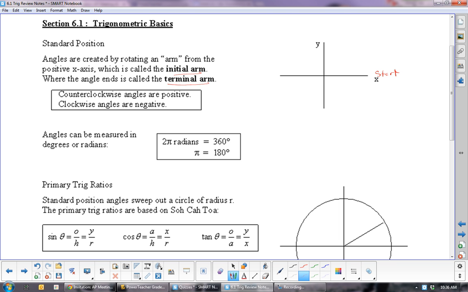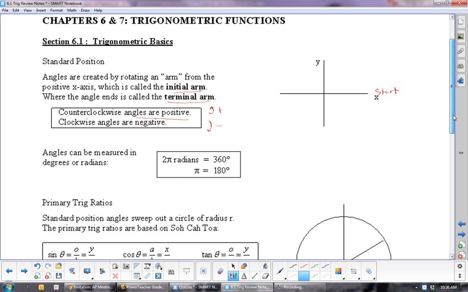Now, counterclockwise angles are positive. So this direction is positive, and clockwise are negative. Angles can be measured in degrees or radians. 2 pi radians equals 360 degrees, and pi radians equals 180. Just remember your quadrant numbers: this is 1, 2, 3, and 4.